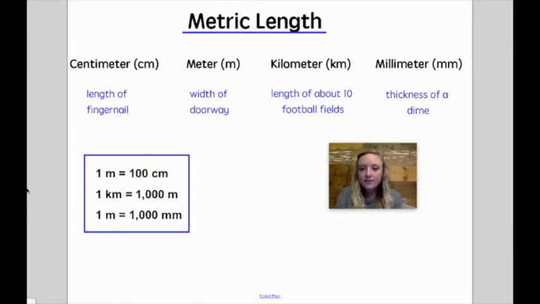When I have these different lengths, 1 meter is about 100 centimeters. So it takes a lot of centimeters to equal 1 full meter. A kilometer is 1,000 meters. So think of 1,000 doorways just lined up. That's a kilometer. 1 meter is 1,000 millimeters. But today we're going to talk about converting between these different units of measurement, and to do that, we're going to use multiplication or division.